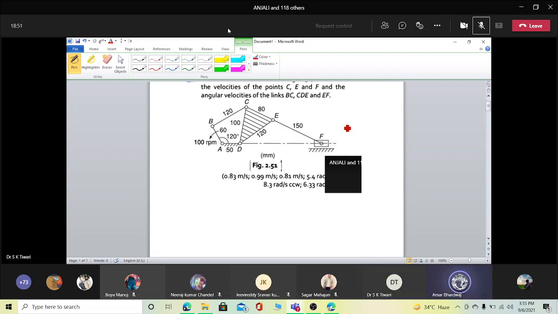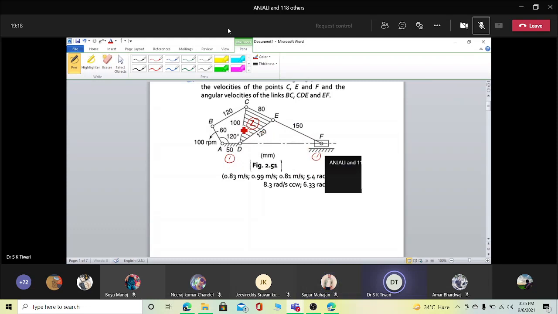No, it will be 6. Look, this whole thing is a single link. This is a ternary link. BCE is a single link. If I write this link as 2, all fixed links are 1. This is 1.